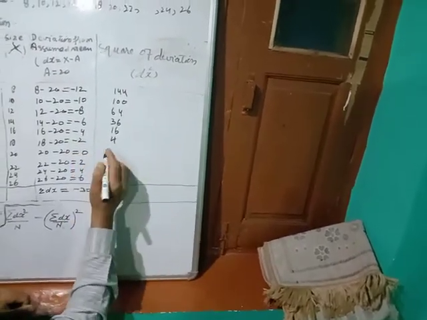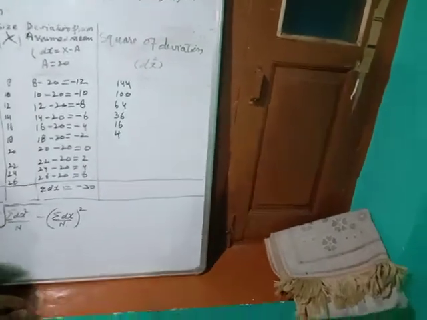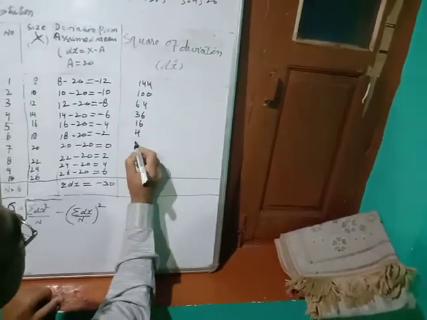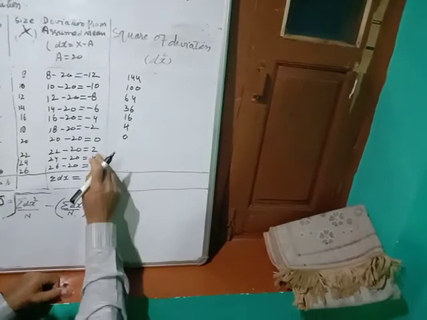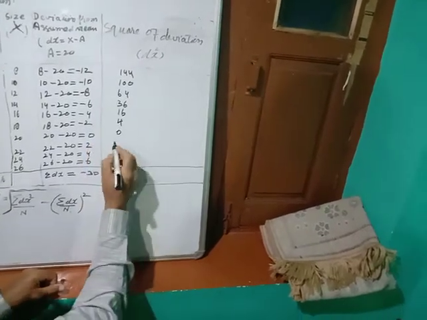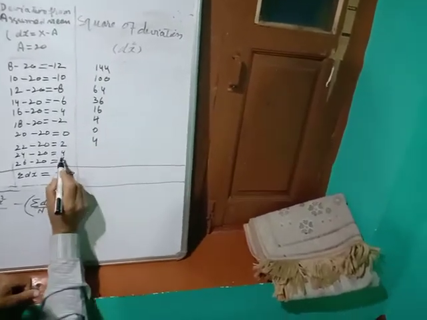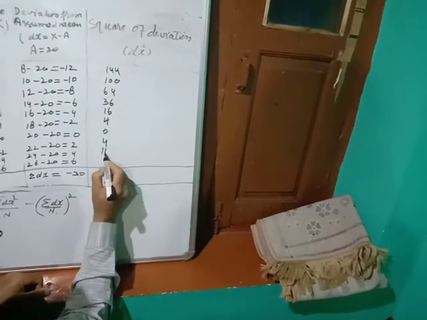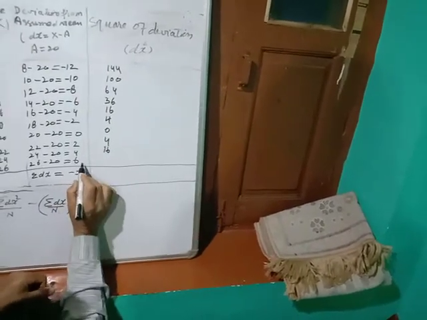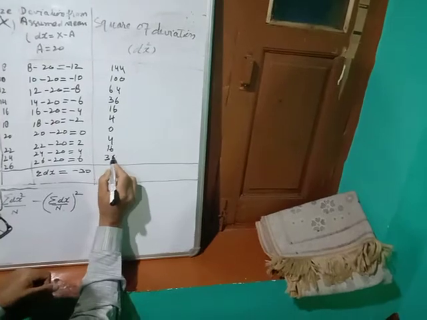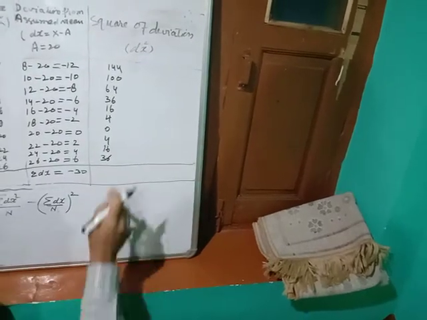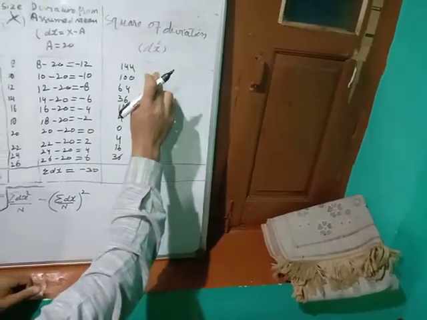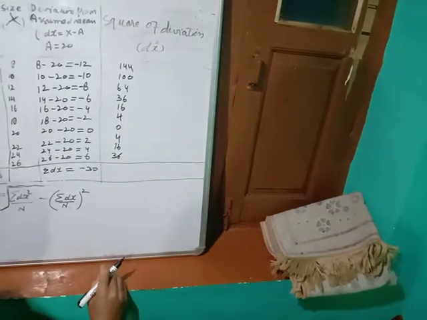0 into 0, or 0 multiplied by any number, is equal to 0. 2 into 2 is equal to 4. 4 into 4 is equal to 16. 6 into 6 is equal to 36. So here we have done the square of the deviations.